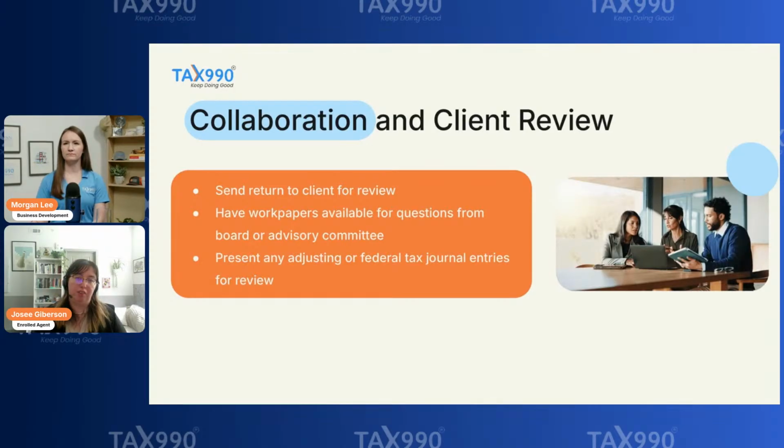Depending on the organization's bylaws, you might be asked to present the return to the board or an advisory committee. And if that's the case, you might want to send them a copy of the return before the meeting just so that they have a chance to look it over and prepare their questions. You'll also want to have your work papers available so that when they do have questions, you can explain everything a little bit more easily. And when you present, you should have your adjusting and federal tax journal entries ready to go and have them review the narratives and the changes.